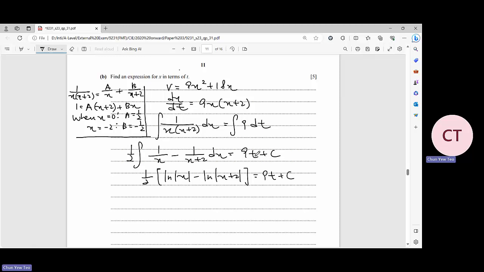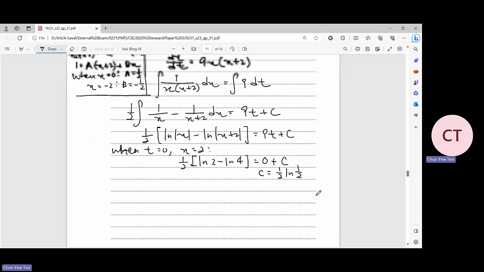So again, go back to the question. The question tells you that when t is equal to 0, your x is 2. So you will have half ln 2 minus half ln 4 equal to 0 plus C. So the C is actually half ln half. This one joins together, you get a half ln half. Actually, half ln half is a negative value, but when we write over here, you cannot see the negative value.